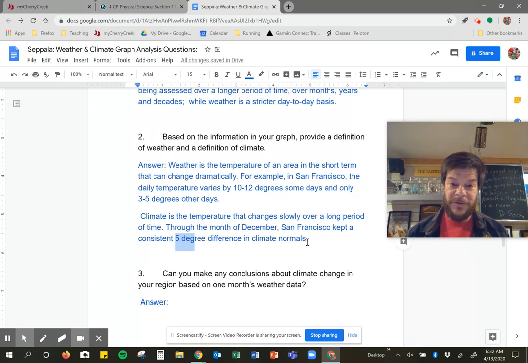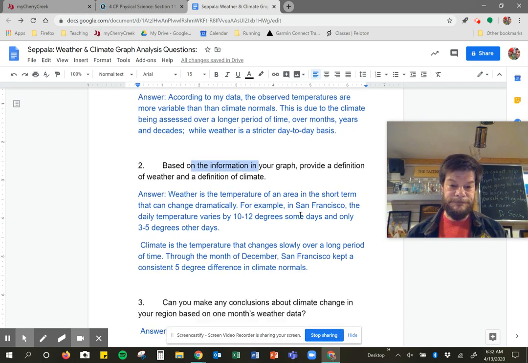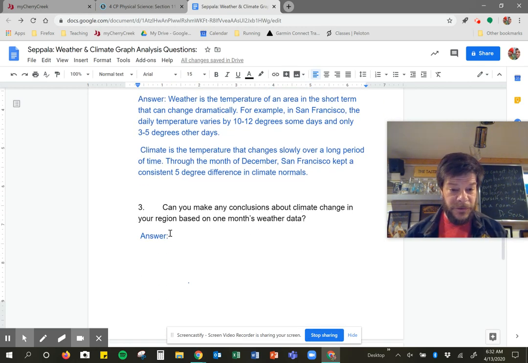Again, both of these answers, I should say, I'm looking for based on the information in your graph. Got to have that in there. Can I make any conclusions?